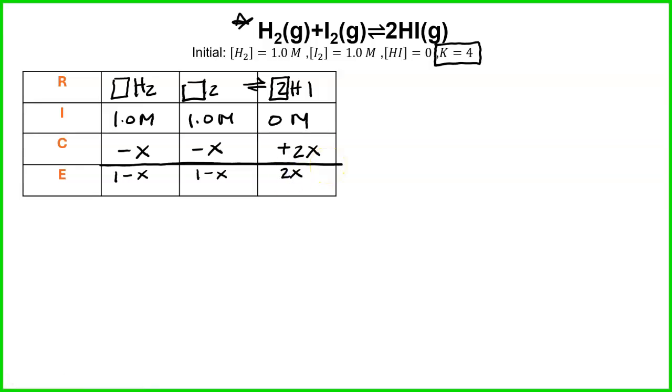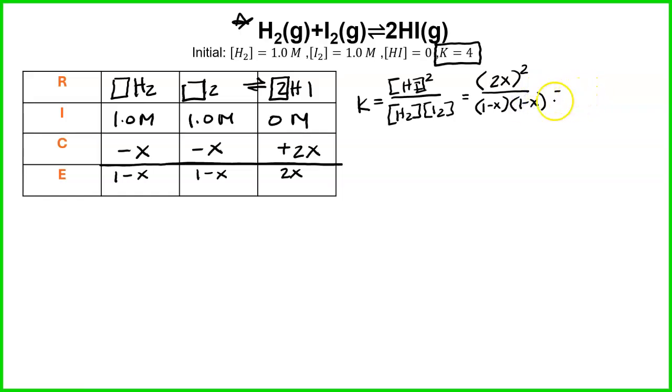I'm going to write the equilibrium expression like we did in the last lesson, where K equals the concentration of the products to the power of the coefficient over the reactants. Neither reactant has a coefficient, so no exponents. Then I'm going to plug in these equilibrium values from my rice table. HI is 2X, and that whole value will get squared. On the bottom, H2 is 1 minus X, and so is I2.